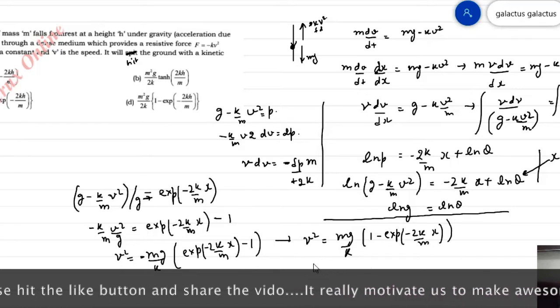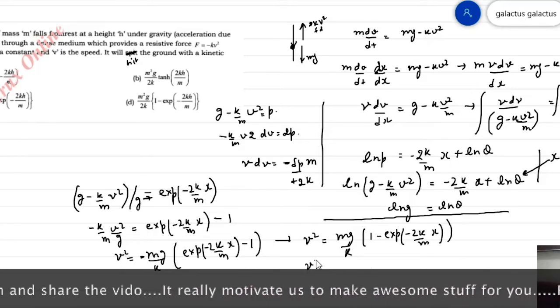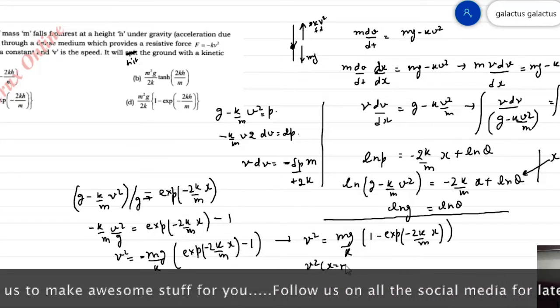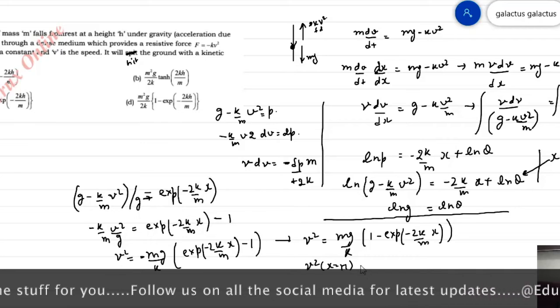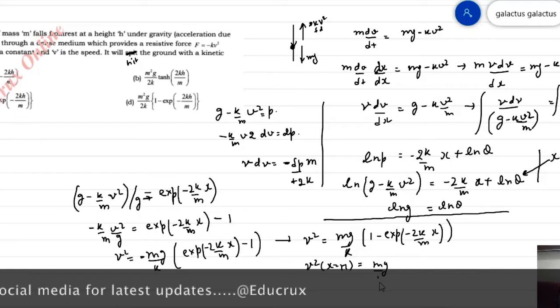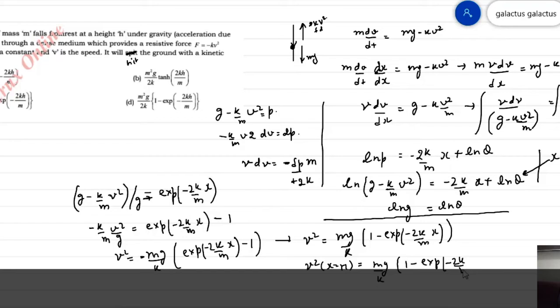Okay, so if I now have to calculate v square at x is equal to h, that is when it reaches the ground, that is it hits the ground, then the value of v square will be mg by k into 1 minus exponential minus 2k by m h.